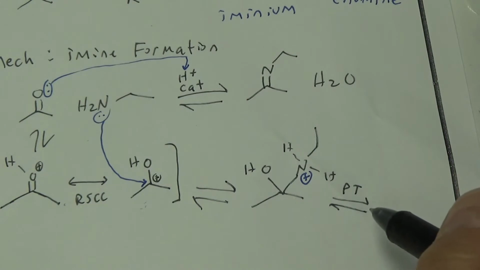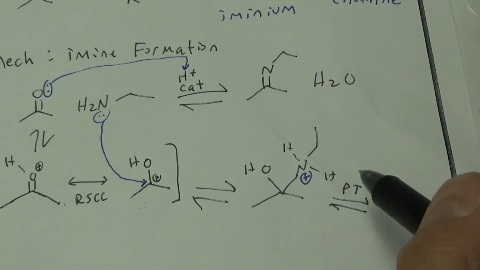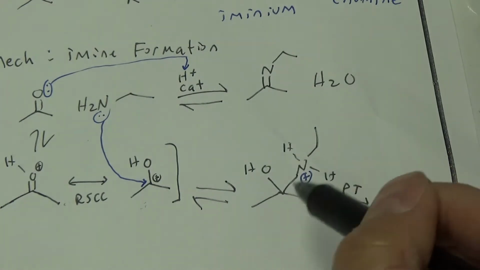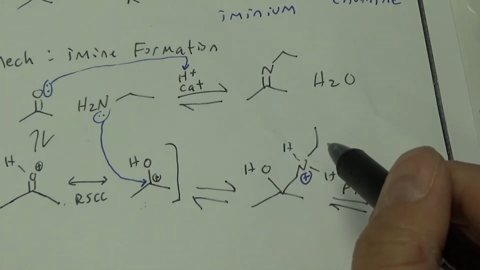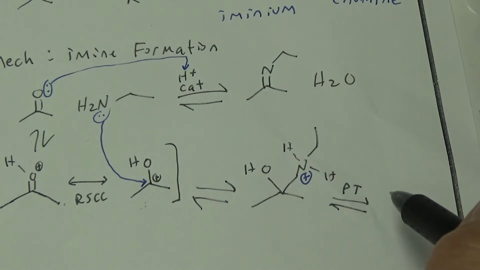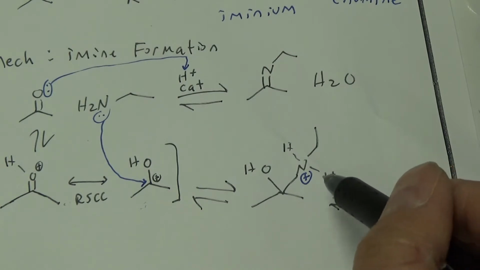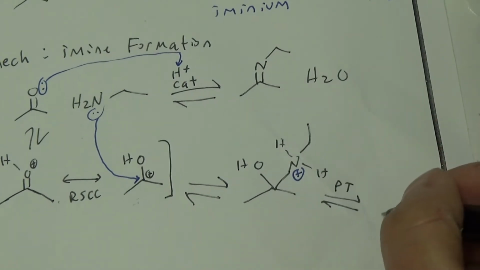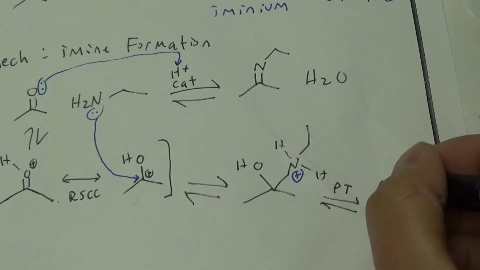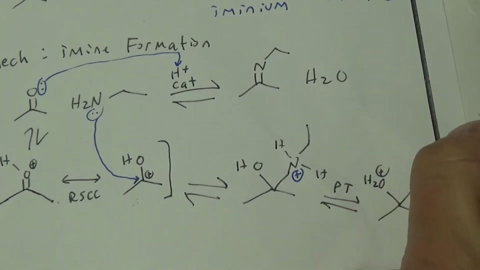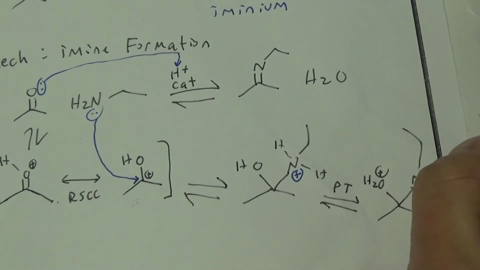PT means proton transfer. The mechanism, of course, is that I'm taking a proton and then giving it back. But we're not showing that. We're just showing the result of that two-step process. So PT is an abbreviated mechanism, right? Proton transfer. Take off a proton, give a proton back. And so now we got OH2 plus nitrogen, ethyl.